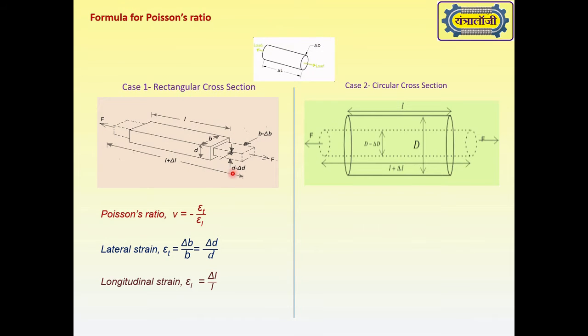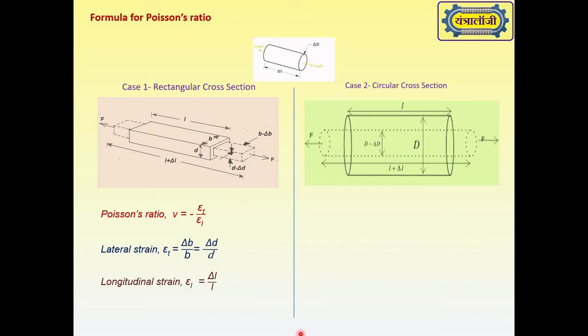So Poisson's ratio mu is equal to the negative ratio of epsilon t upon epsilon L, which is lateral strain upon longitudinal or linear strain. The lateral strain epsilon t will be equal to delta B upon B or delta D upon D, which will be negative in case of reduction. And the longitudinal strain epsilon L is equal to delta L upon L.